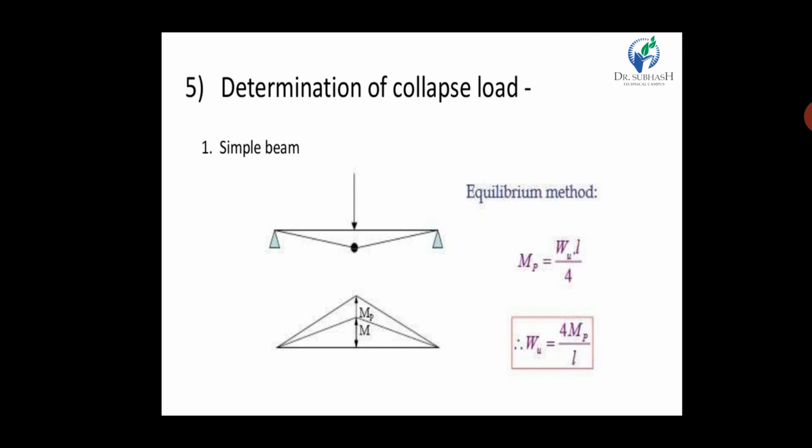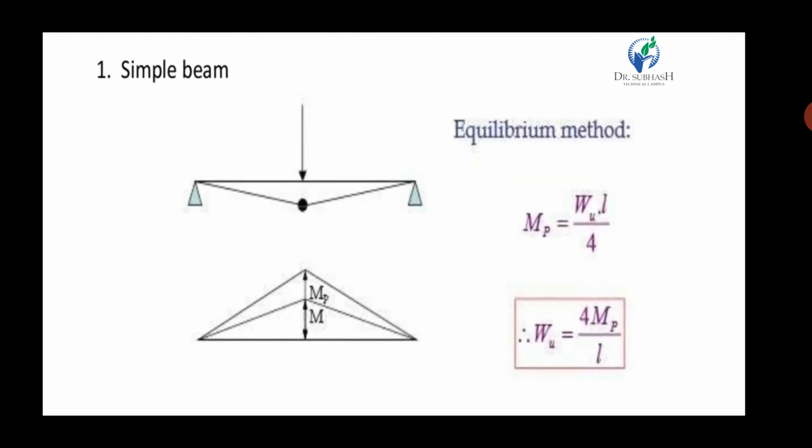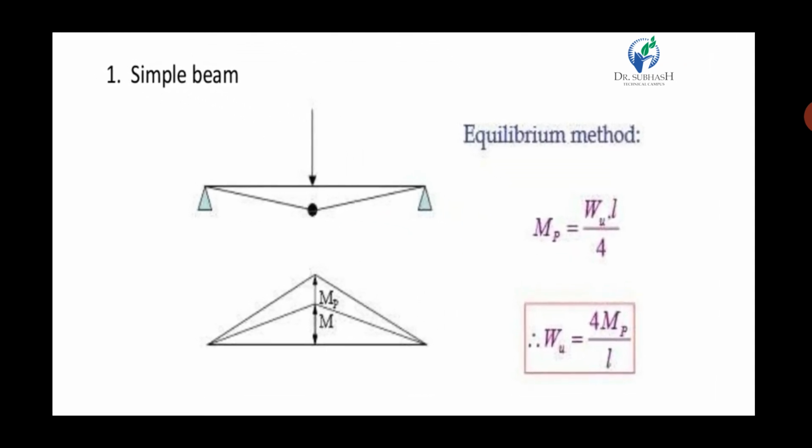Now, first, the determination of collapse load. How do we calculate the collapse load? We take a simple beam and provide one hinge below the point load. So our Mp, meaning plastic moment, is WuL by 4, where u means ultimate load. And finally, Wu equals 4 Mp by L.